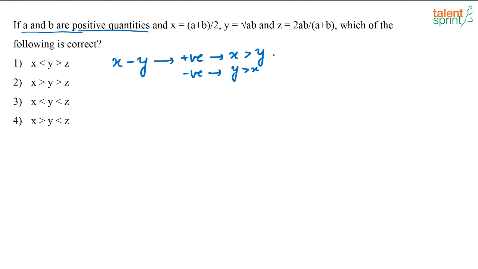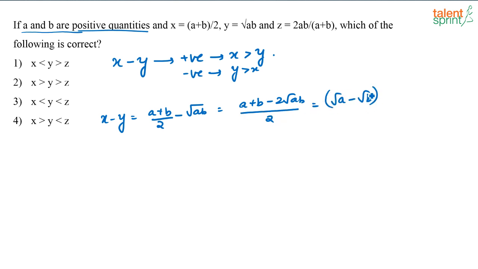So here, what is x? X is equal to (a plus b) by 2. Y is equal to root of ab. So what is x minus y? X minus y is nothing but (a plus b) by 2 minus root of ab, which is (a plus b minus 2 root ab) by 2, which is nothing but (root a minus root b) the whole squared by 2. Correct?